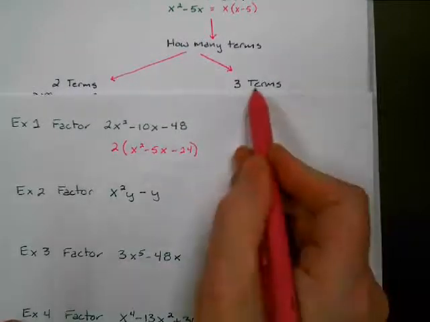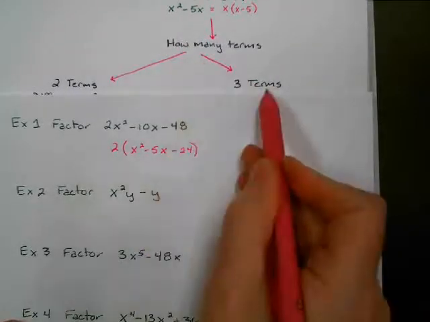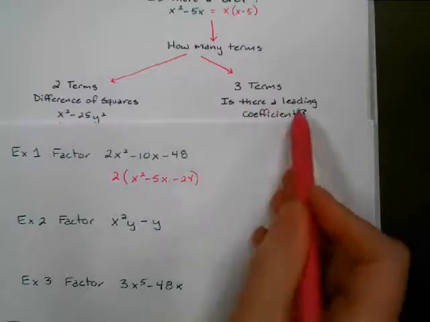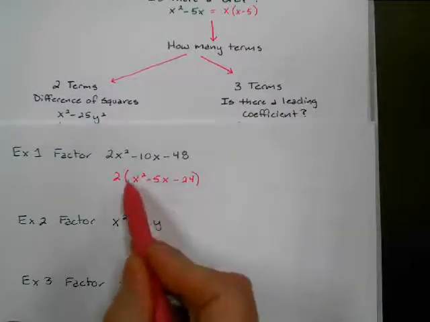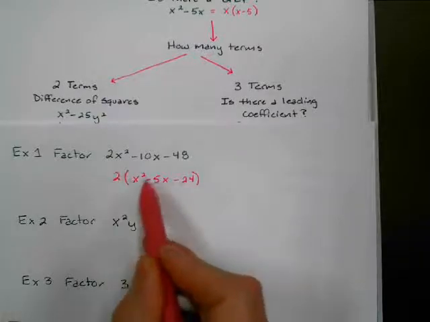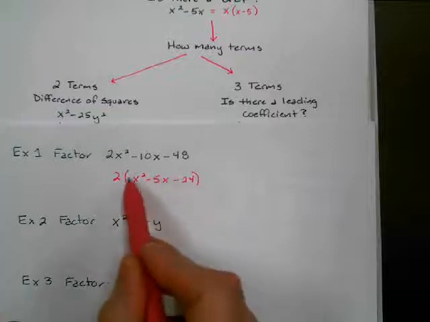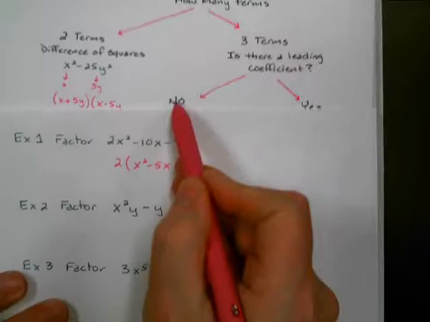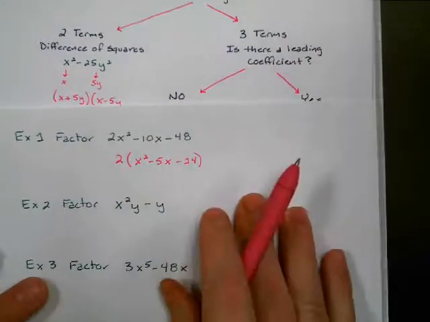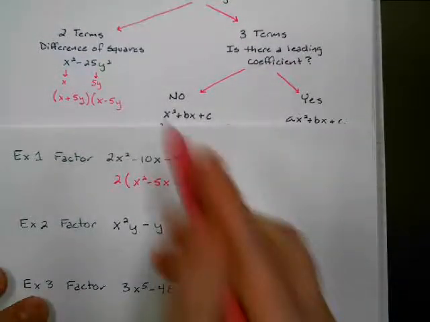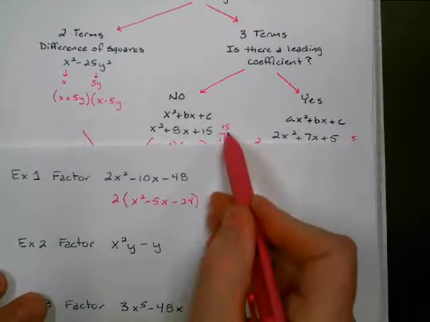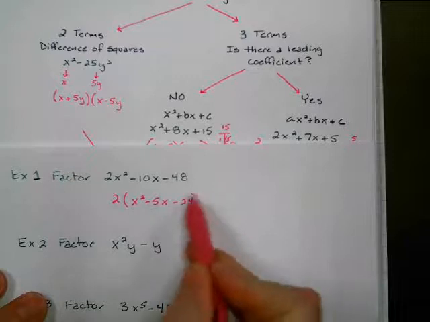Okay, I'm going this direction this time. All right, what do I look for with 3 terms? Is there a leading coefficient? So over here, is there a leading coefficient? No, there's no number in front of x squared. We're not talking about this factor. We're just talking about the trinomial here. There's no leading coefficient. So what do I do? No leading coefficient? What am I going to do now? Magic factoring decision tree. Okay, so this is the one where I would do x squared plus bx plus c, where I just do the T chart. So I'm going to do a T chart over here for negative 24.